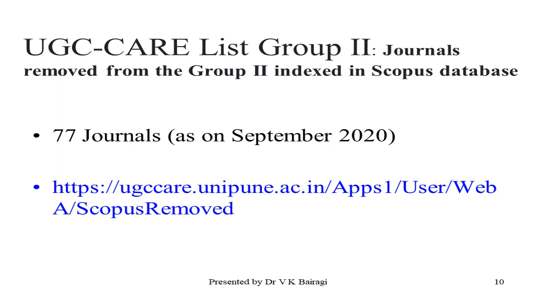It means that if researchers are publishing their papers in these journals, then even though the journal is indexed in Scopus, it will not be considered part of the UGC CARE list of journals. You can find this list on the given website of UGC CARE. There are 77 such journals as of September 2020.